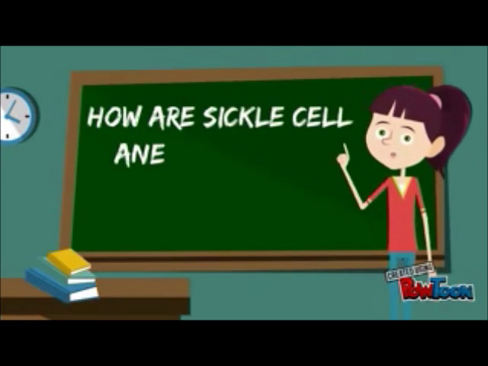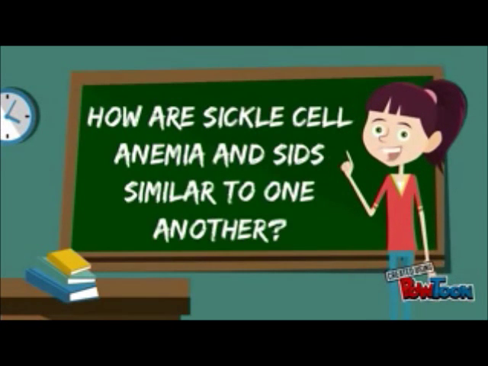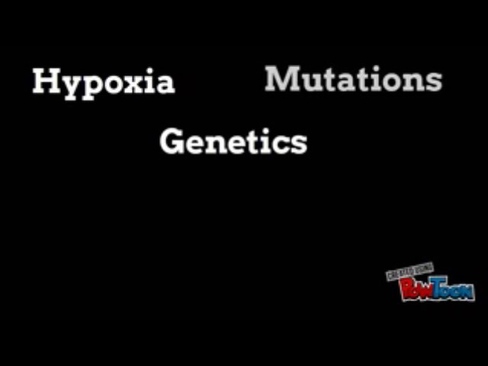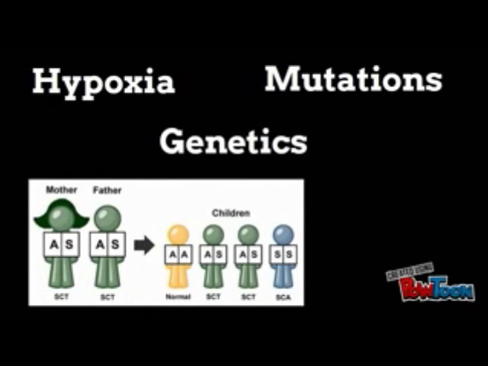How are sickle cell anemia and SIDS similar to one another? Although SIDS has an unknown cause, it could be that an infant with sickle cell anemia can become hypoxic, leaving the child without sufficient oxygen. Therefore, it could be that the lack of sufficient oxygen can cause SIDS. Also, in sickle cell anemia, the sickle trait is inherited from one parent, which can be similar to what happens with the genetic mutation in an infant with SIDS.